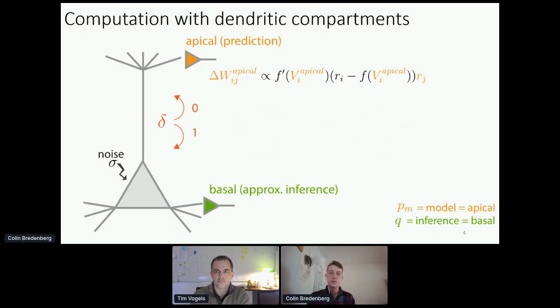Plasticity at the apical dendrites has post and presynaptic terms, and this would be roughly Hebbian, except that the local dendritic inputs are subtracted out from the postsynaptic firing rate of the neuron. Plasticity at the basal synapses is identical, except that the dendritic inputs subtracted out are due to V basal instead of V apical. So that means that the plasticity rules have an identical form, but depending on the inputs received locally to the dendritic compartment and the gating state of delta, their behavior can be very different.